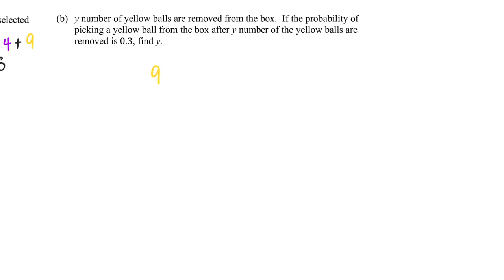I'm going to remove Y number. So this is the number of yellow balls left. Do take note, the total will also have to take away the Y number of balls, and this will be equals to 0.3, the probability. And then we are going to solve this equation.